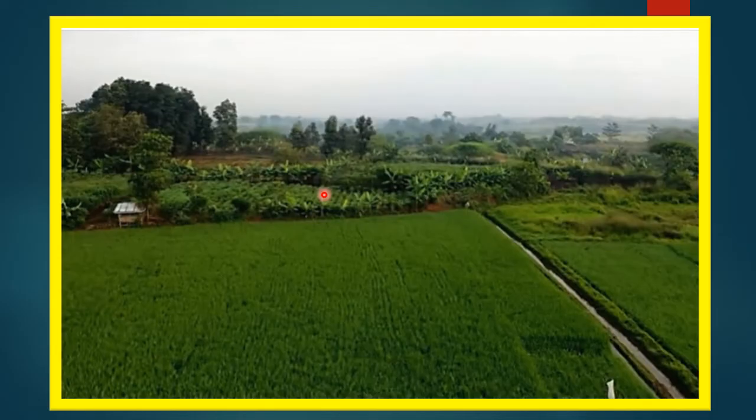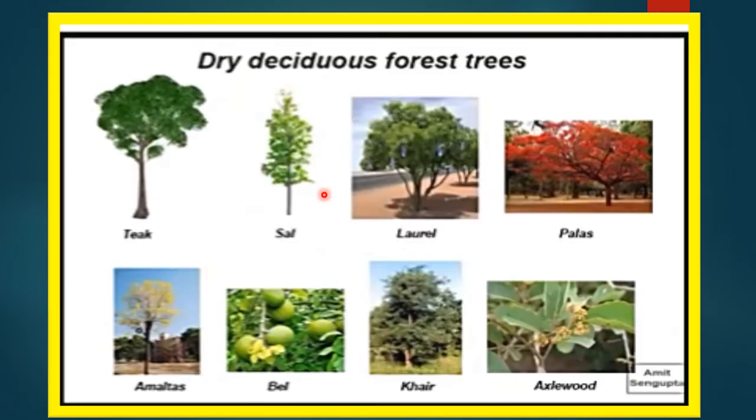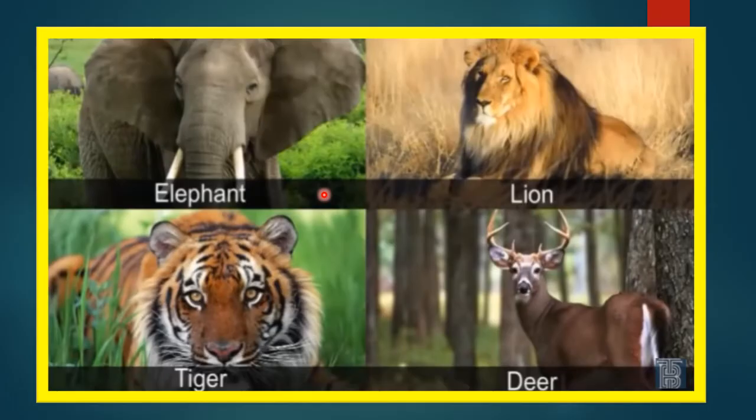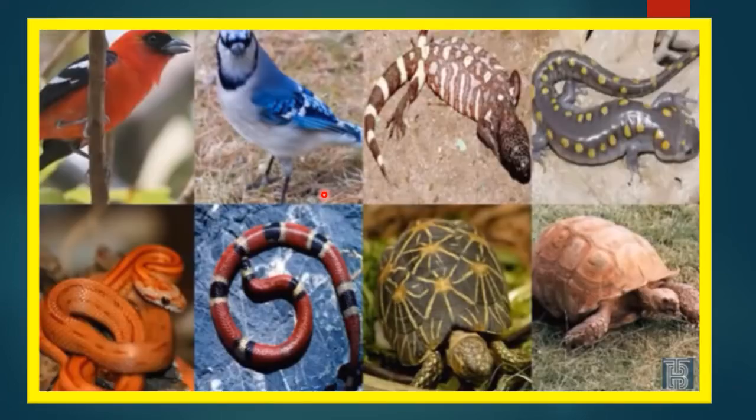Now the deciduous forests are victims of human activities. The forests are cut down to grow agricultural crops. So these are the trees found in the dry deciduous forest. You can see it's teak, sal, laurel, palash, amalthus, bale, kher, and axle wood. Now in these forests the common animals found are lion, tiger, deer, and elephant. A huge variety of birds, lizards, snakes, and tortoise are also found here.